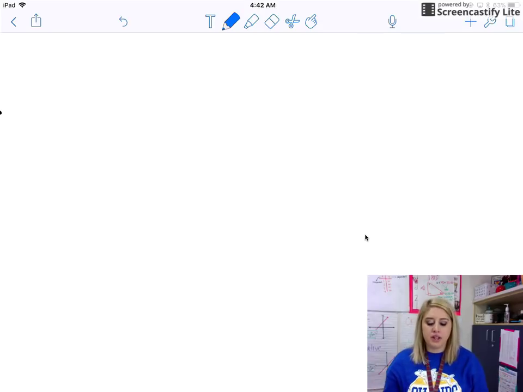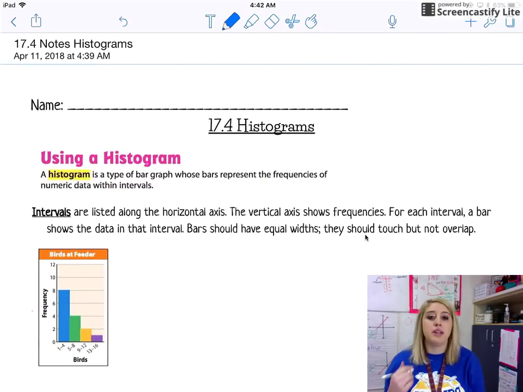Good morning, everyone. Today we are going to be talking about histograms. Make sure that you have this worksheet in front of you, and we are going to go through a new way to talk about data.